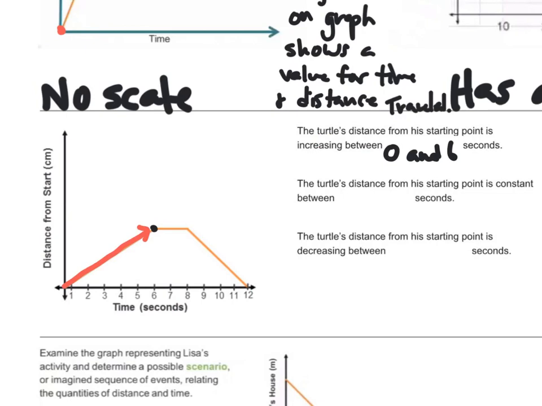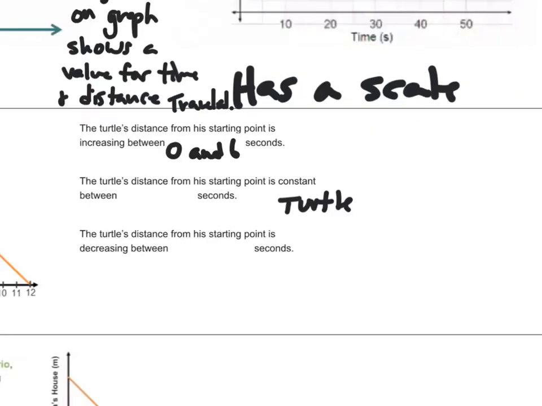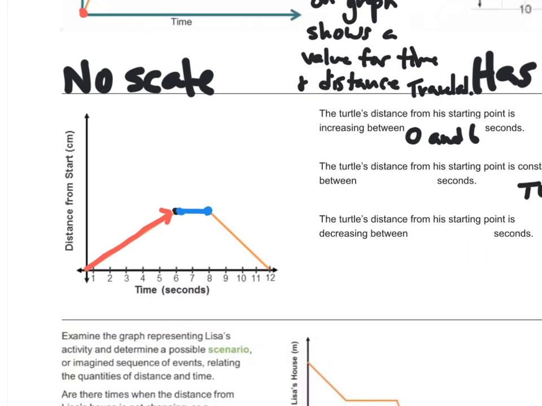The second question says the turtle's distance from his starting point is constant. What that means is that the turtle doesn't move. When I look at this portion of the graph right here, we see that the distance doesn't change. We're not getting any further away, we're not getting any closer. It's just constant. So this is a constant change, and that's between 6 and 8 seconds, where the distance doesn't change.